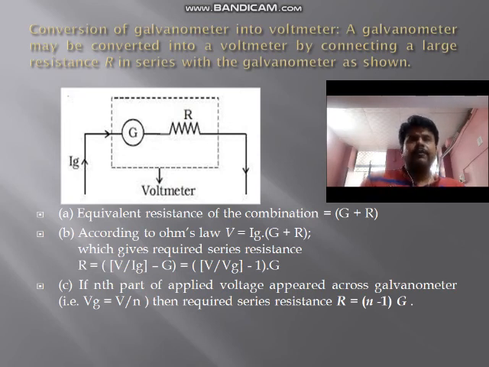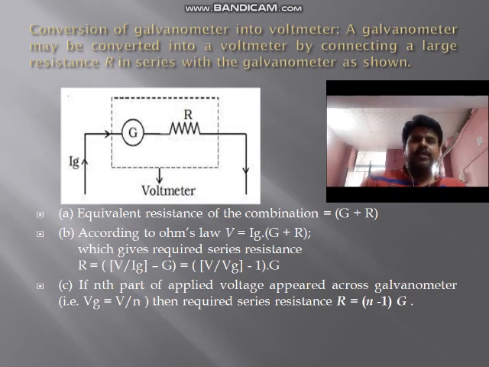Clearly from the figure, you see that the galvanometer coil G and the resistance R are in series with each other. Therefore, the equivalent resistance of the combination increases by the formula G plus R. According to Ohm's law, the potential difference V is equal to the current through the galvanometer Ig times the total resistance of the combination, that is G plus R.